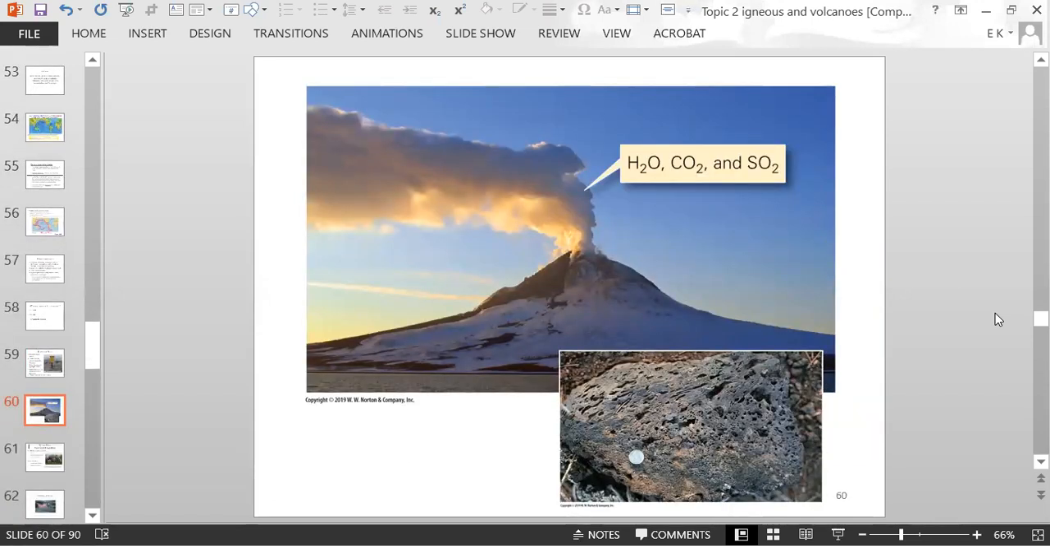So here is a photo of a volcano, and there's gases coming out, including water vapor, carbon dioxide, and sulfur dioxide. And then here is a vesicular texture in an igneous rock because of those gases expanding, bubbling out of the lava, and then the lava hardens and turns into a vesicular rock.